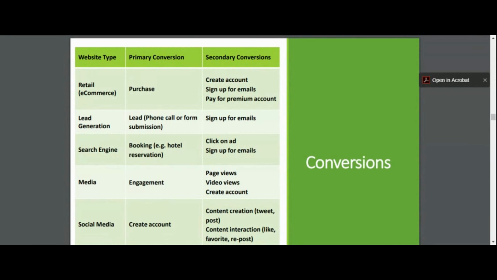And this is all important because you can't really structure your SEO and your optimization, and you can't create ads if you don't know what your objectives are. So the first thing we need to do is understand our objectives and understand what our conversions are as well.